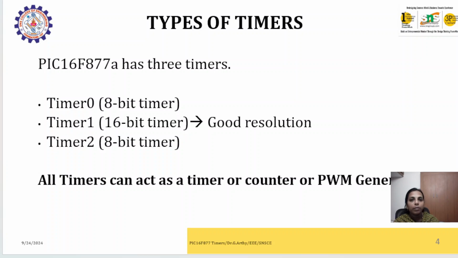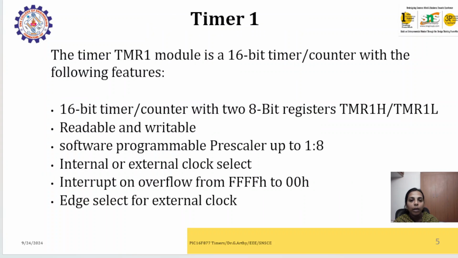So, PIC16F877 has three different types of timers: timer 0, timer 1 and timer 2. Among these three timers, timer 0 and timer 2 are 8-bit timers and timer 1 is a 16-bit timer. We have discussed timer 0 and its registers in general in the previous session. So today we are going to discuss timer 1 and timer 2.